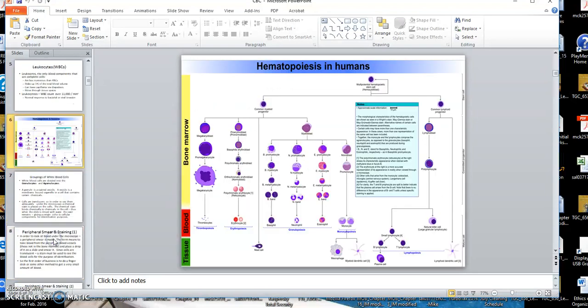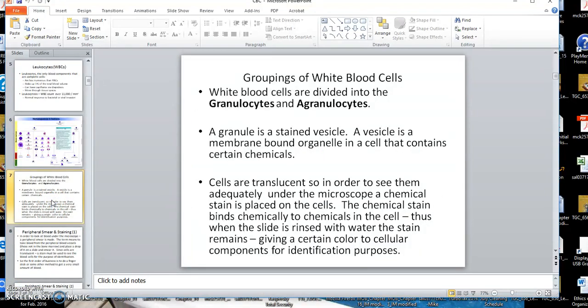The leukocytes are broken into the granulocytes and agranulocytes. A granule is termed a stained vesicle. Remember, a vesicle is a membrane-bound organelle that contains chemicals. The granulocytes have more granules than the agranulocytes.